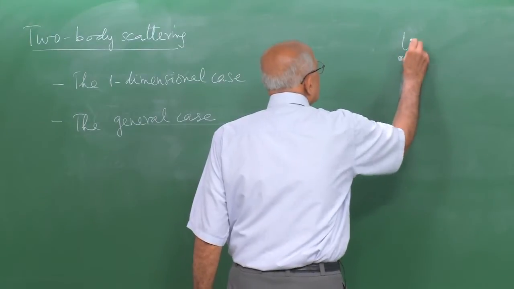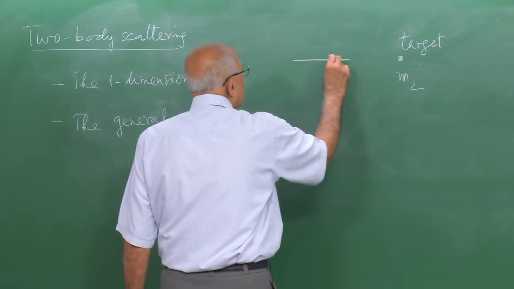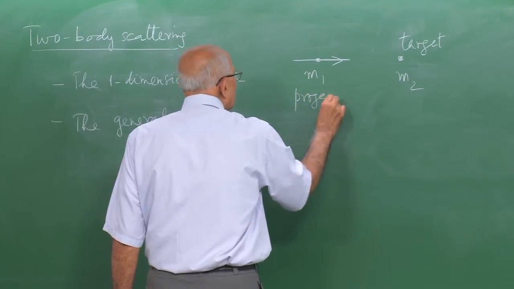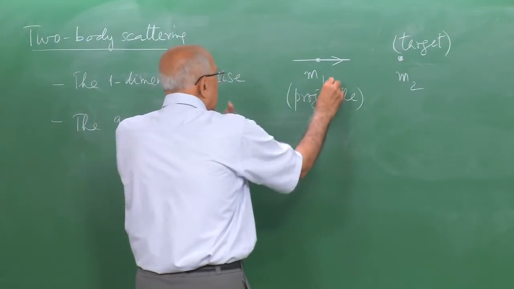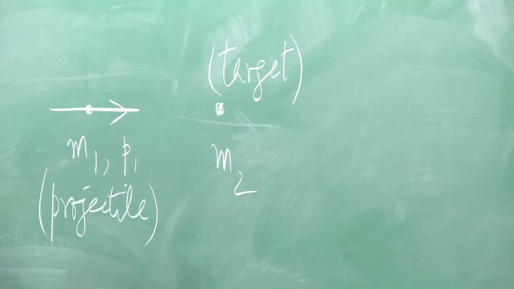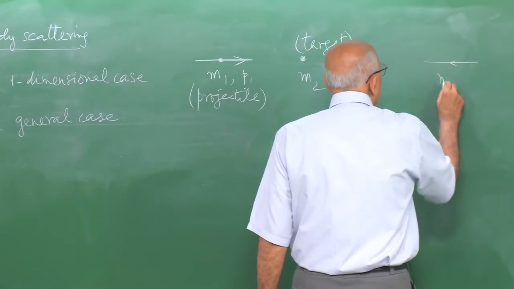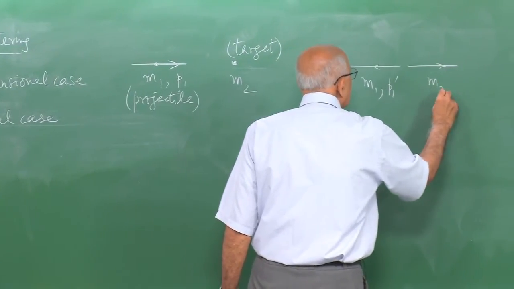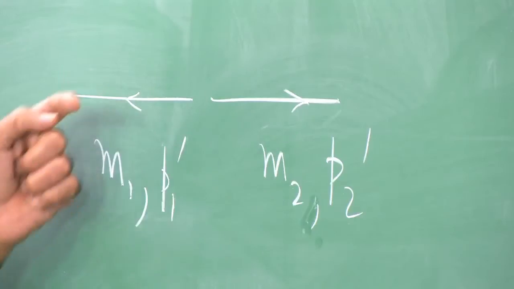a target particle. This is the target of mass m2 and a projectile coming in of mass m1. So this is the projectile and that is the target, and the projectile comes in with some momentum p1 directed to the right, and after the collision you have a particle 1 moving with some momentum p1 prime and 2 moving with some momentum p2 prime, and it is possible that p1 prime is positive as well.